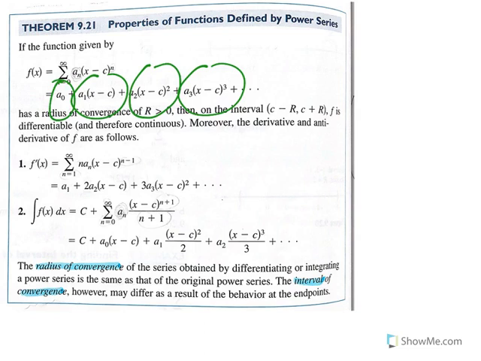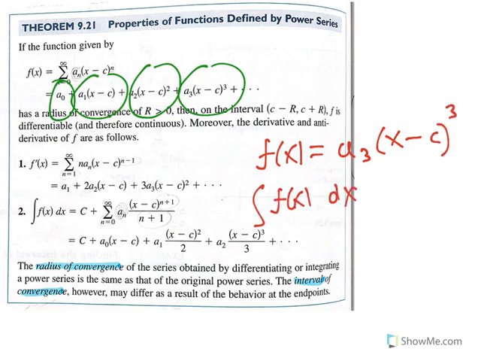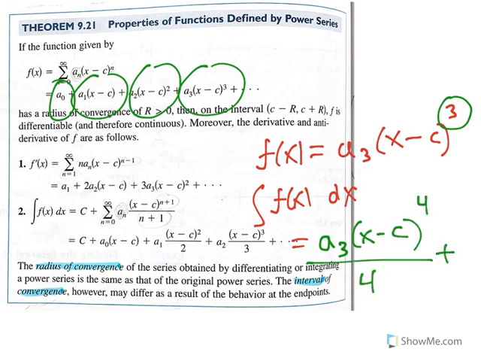Now this is a constant term, but how do you integrate, for example, if you have f of x is equal to a sub 3 times x minus c to the third power? The integral of f of x with respect to x would be, you need to use the power rule for integration. You need to add 1 to the exponent and divide by the new exponent. So you will have a sub 3 times x minus c to the fourth power divided by 4 with a constant of integration. So that's essentially what we're doing here. And we're just doing that term by term.